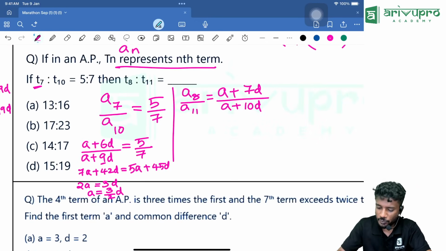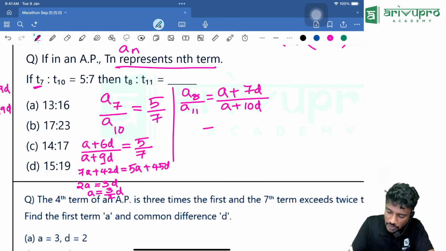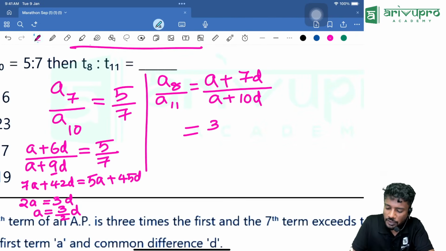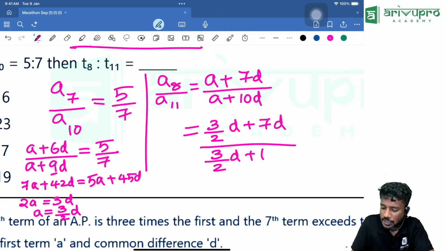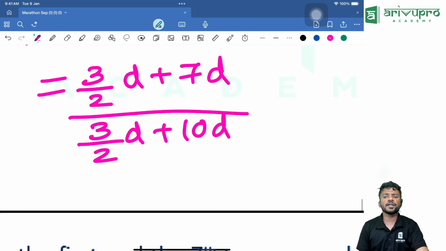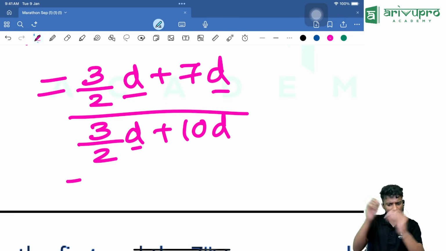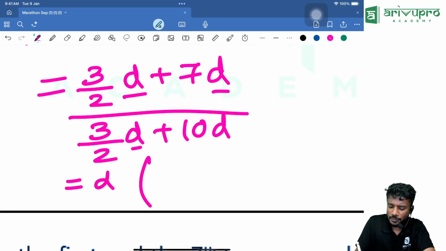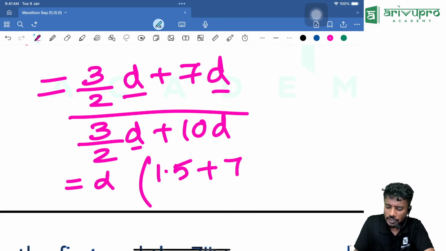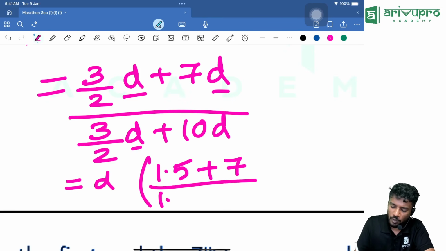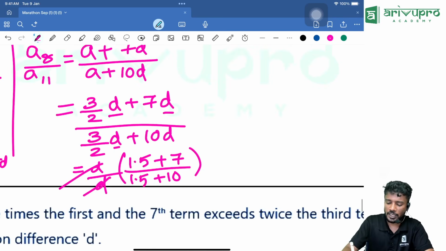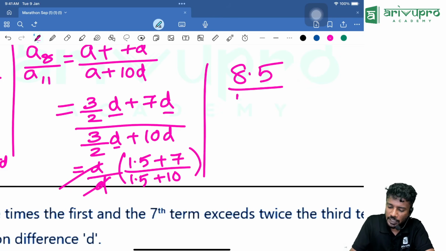Is that clear? Now, can you substitute over there? Instead of A, you are putting 3 by 2D, plus 7D divided by 3 by 2D plus 10D. Now, what is common in all the terms? D is common in all the terms. That means we need to take D common and cancel it off. What is 3 by 2? 1.5. So 1.5 plus 7 divided by 1.5 plus 10. D is common here, cancelled off. What is remaining? 8.5 divided by 11.5.